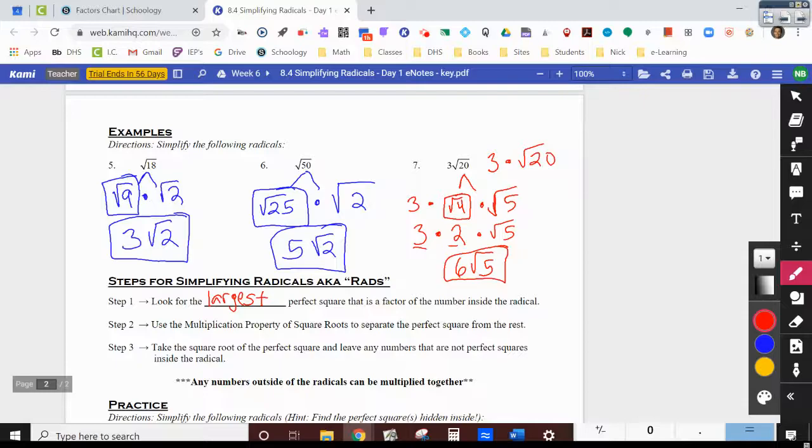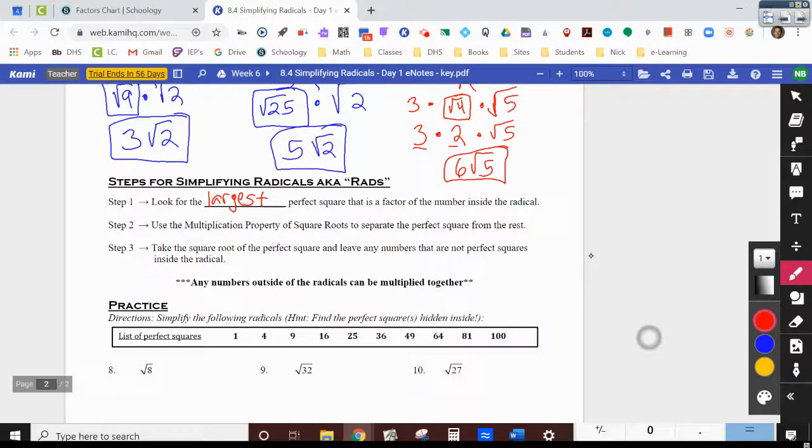All right, and a special note here: any numbers outside of the radical can be multiplied together. That's like what we did in example 7 here. This 3 was on the outside, so we did 3 times 2. All right, so let's do some more practice.